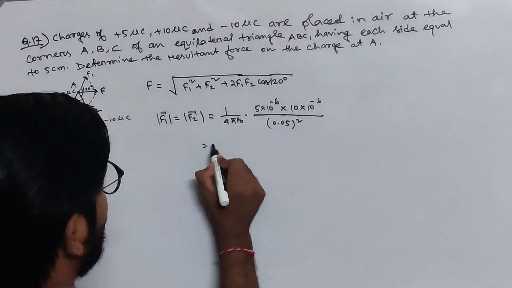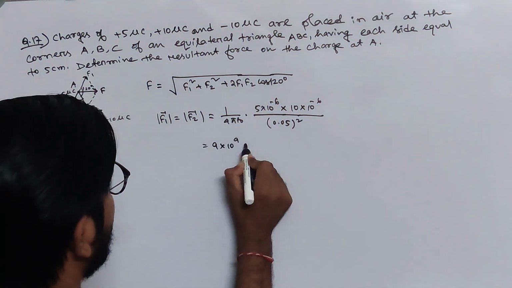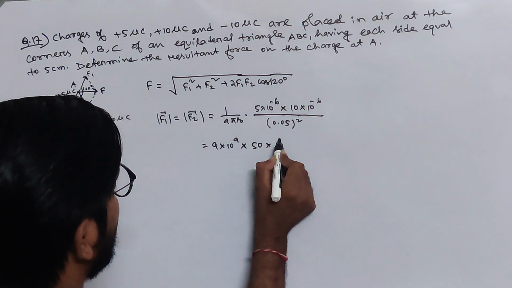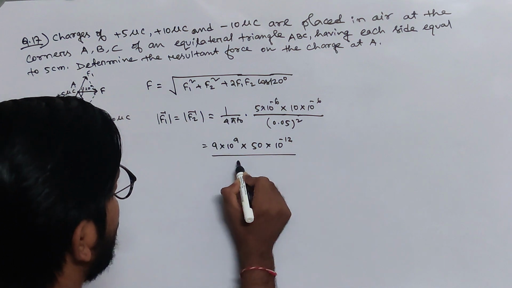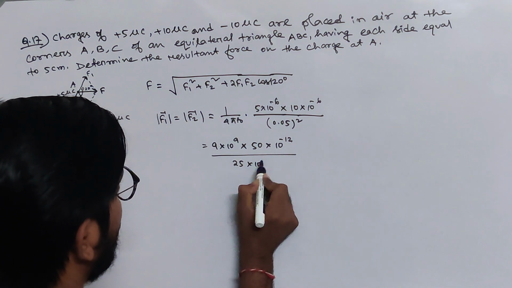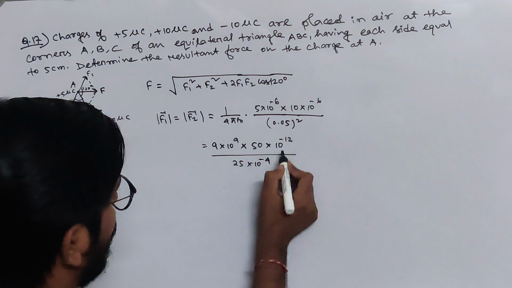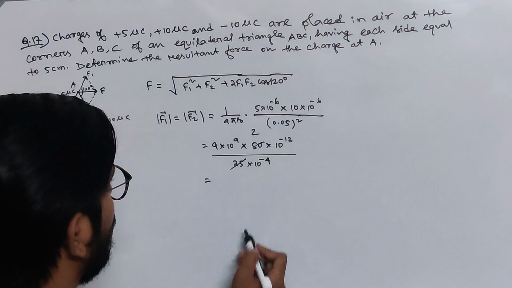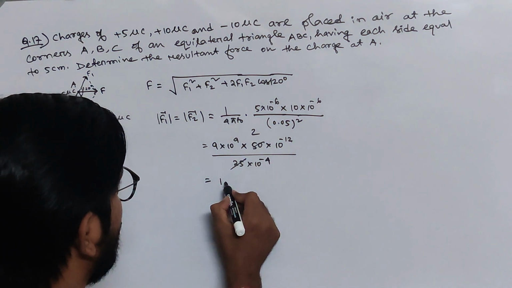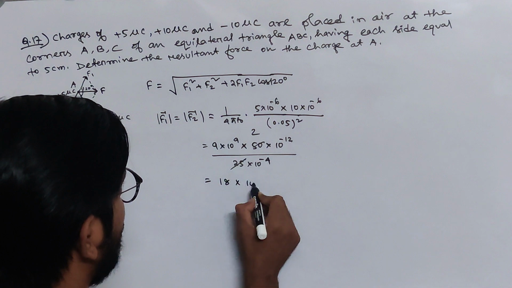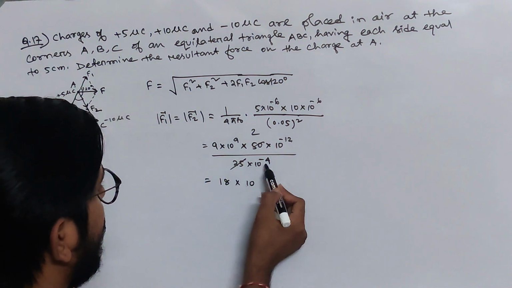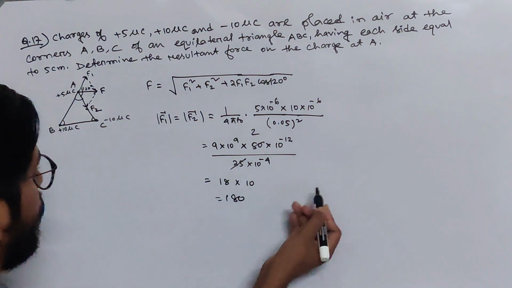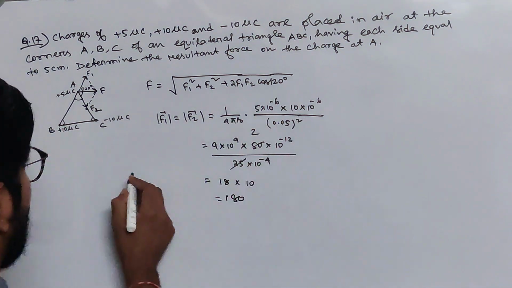We know 1 by 4 pi epsilon naught is 9 into 10 to the power 9, and 5 into 10 is 50 into 10 to the power minus 12, and 25 into 10 to the power minus 2 is 10 to the power minus 4. So now, 50 by 25 is 2, then 2 into 9 is 18, then 10 to the power 9, and going above, 13 minus 12 is 1, so it is 180. Okay, so F1 and F2 are 180.